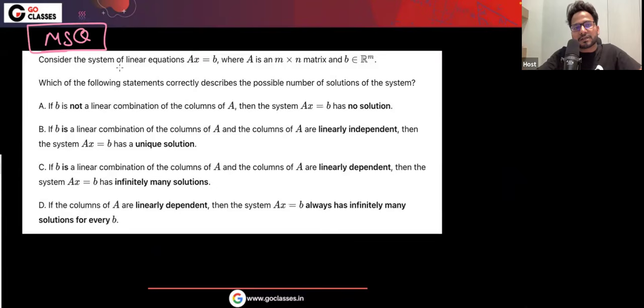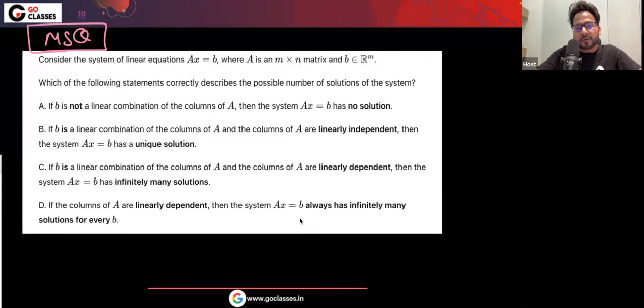What they are saying: consider the system of linear equations Ax equal to B, where A is an M cross N matrix and B is a vector of R^m. Which of the following statements correctly describe the possible number of solutions of the system? Option A: If B is not a linear combination of columns of A, then Ax equal to B has no solution. Since this is MSQ, there might be multiple correct options. So you can just tell me whether this is true or false.